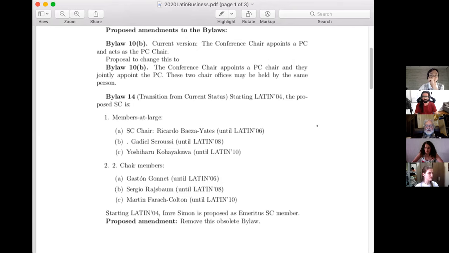The one thing that I didn't like about removing it is that the last sentence reads that starting LATIN 2004, Imre Simon is proposed as emeritus SC member, steering committee member. Now, I still recommend to remove the whole bylaw and put in another mention of Imre Simon in a different bylaw. Okay, so is that good enough for this one?